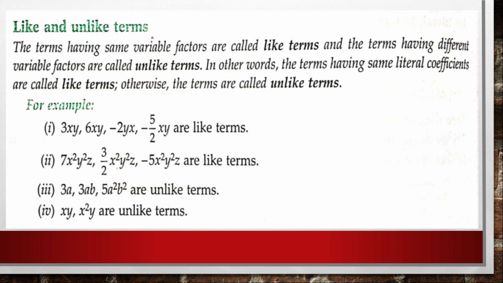This is a very important topic. Like and unlike terms. The terms having the same variable factors are called like terms, and the terms having different variable factors are called unlike terms. In other words, terms having the same literal coefficient are called like terms, otherwise the terms are called unlike terms.